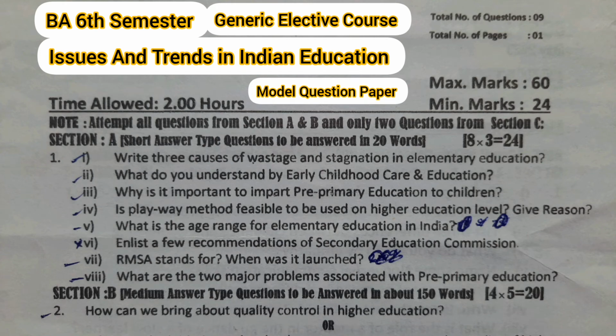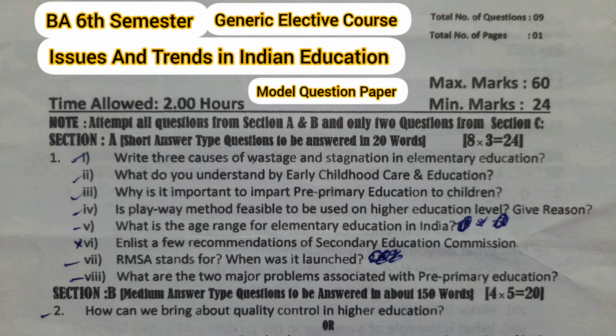Now let's discuss the model question paper. Total number of questions 9, total number of pages 1, time allowed 2 hours, maximum marks 60, minimum marks 24. Note: attempt all questions from section A and B and only 2 questions from section C. Section A, short answer type questions to be answered in 20 words. 8 into 3 is equal to 24.